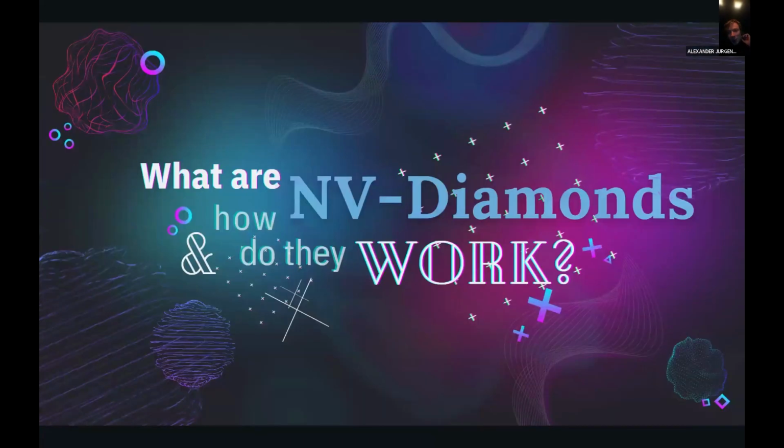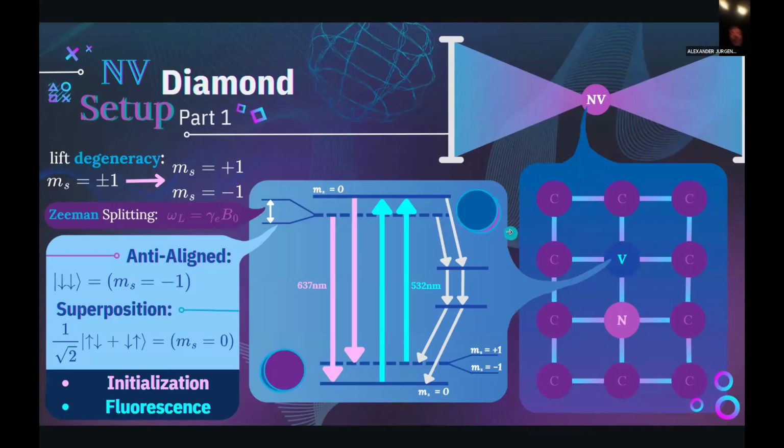Okay, now we're ready to move on to what NV centers are. So how do NV diamonds work? What do they do? Why does a quantum computer somehow come out of this? NV diamonds sounds very fancy. You can go to the next slide. It's best to read that backwards.